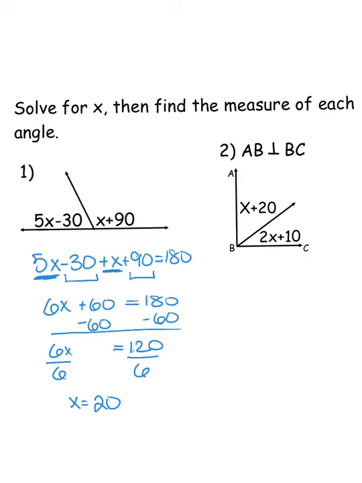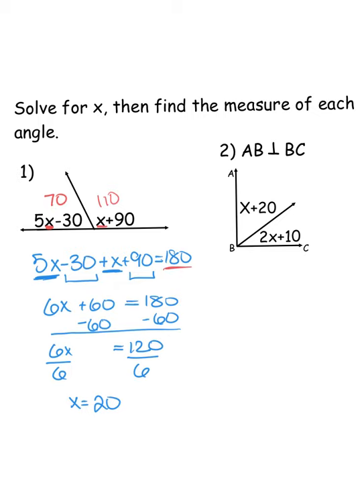So 5 times 20, if I plug 20 in, that's 100 minus 30. That gives me 70. And here, 90 plus 20 is 110. I can check my math because 70 plus 110 does give me 180.